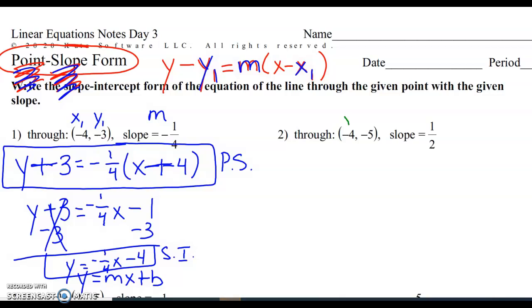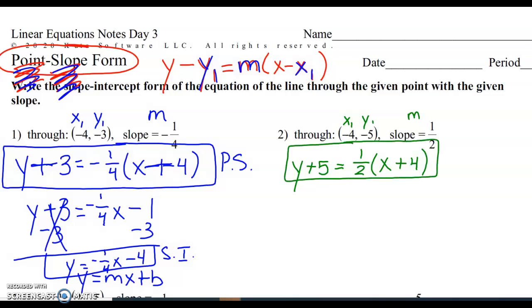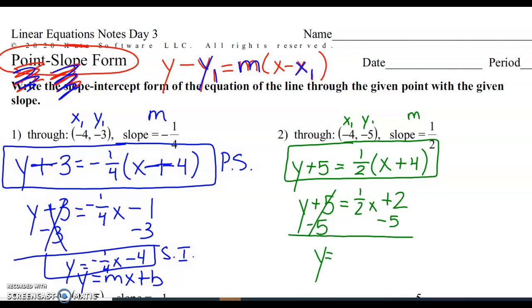So on number 2 here, we've got our point, our x1, y1. Our slope is m. So we go y minus -5, makes it go y plus 5, equals slope is 1/2, times x minus -4, makes it go x plus 4. So that's your point slope form. So then to get to slope intercept, we distribute. So y plus 5 equals 1/2 x. 1/2 of 4 is 2. To get y alone, to get rid of plus 5, we would subtract 5. So here we are in slope intercept form at y equals 1/2 x minus 3. 2 minus 5 is -3.